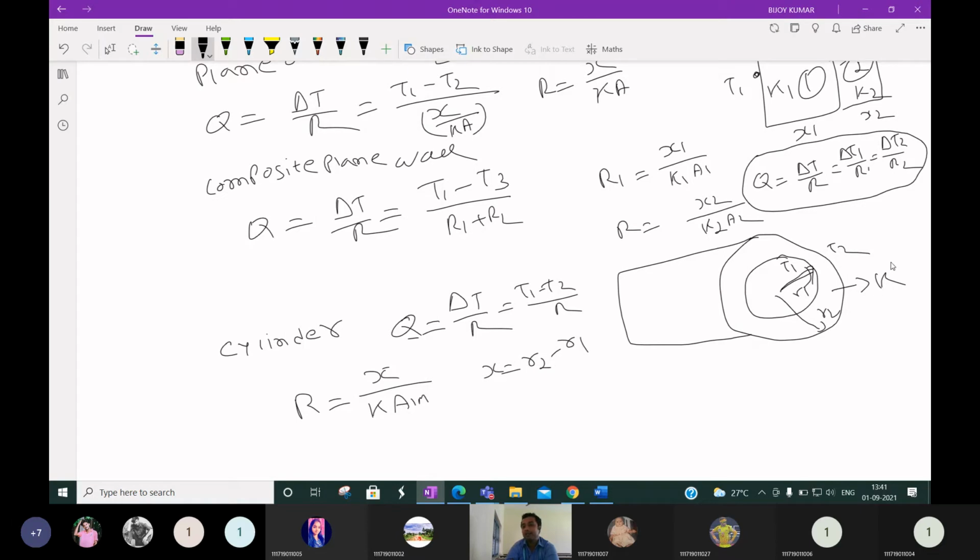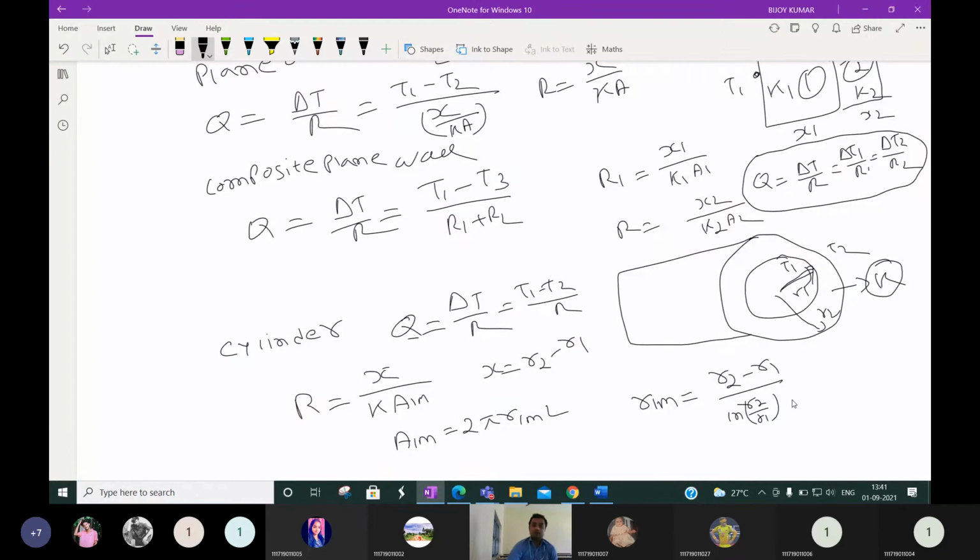K is the thermal conductivity of the material. ALM is the logarithmic mean heat transfer area, which is 2 pi RLM into L. RLM is the logarithmic mean radius, which is (R2 minus R1) by ln of (R2 by R1).